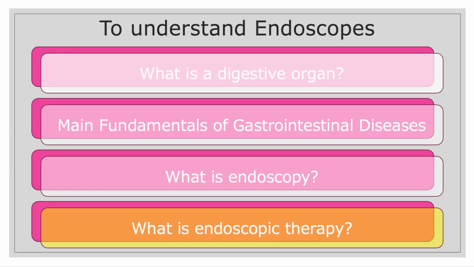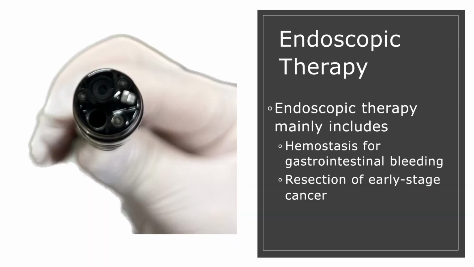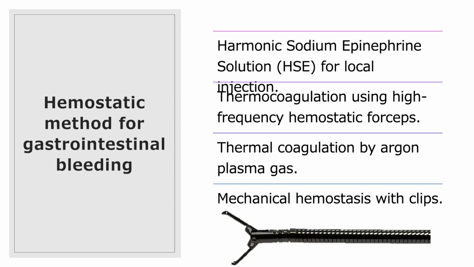Next is endoscopic therapy. In endoscopic therapy, hemostasis for gastrointestinal bleeding and resection of early-stage cancer will be explained. These are examples of hemostatic methods for gastrointestinal bleeding. First, there is the local injection of hypertonic sodium epinephrine solution. Localized injection around the bleeding site reduces the influx of blood into the vessel and leads to the next procedure.